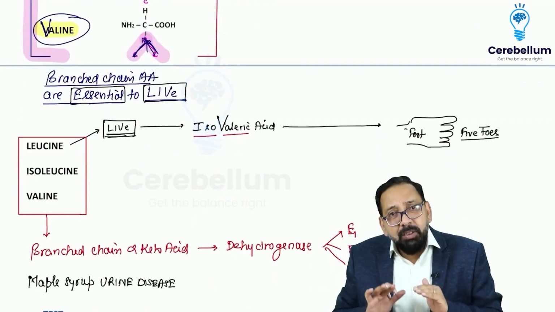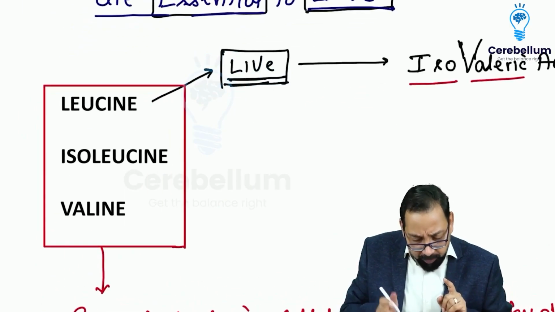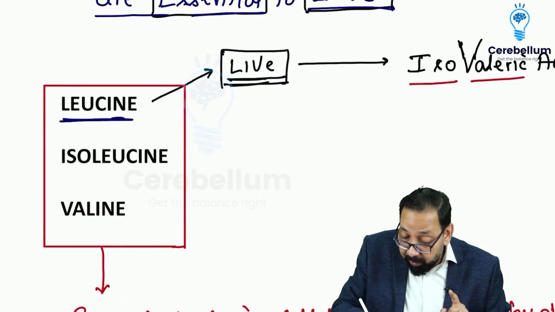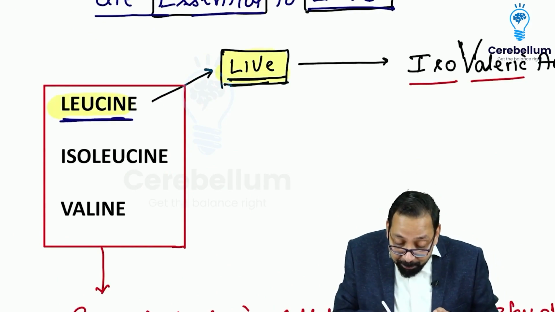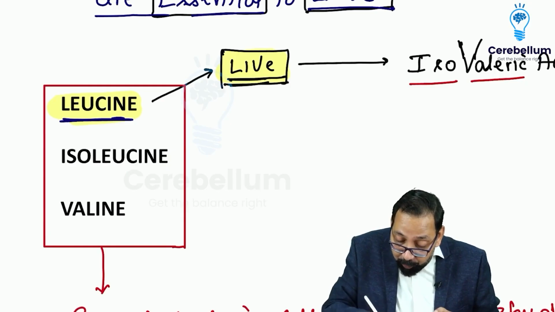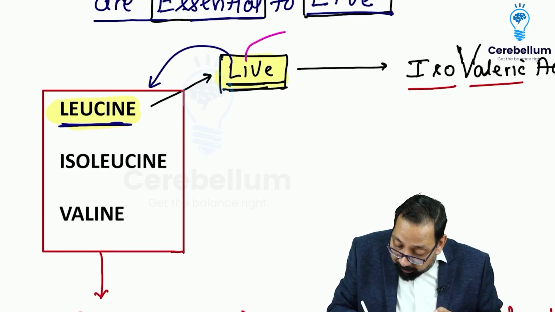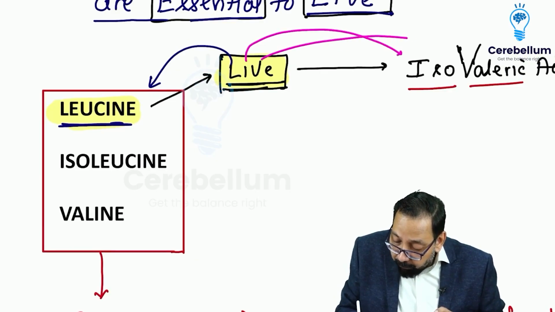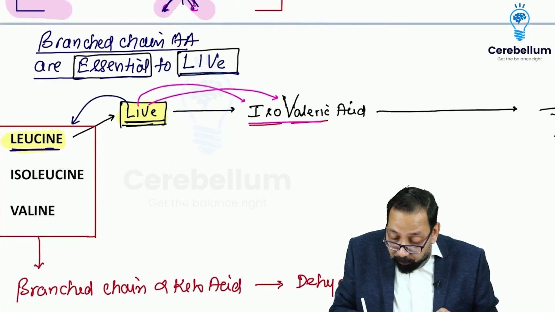Now, branched chain amino acid metabolism. First amino acid is leucine. Again, I will say the same mnemonic, LIVE. Yes, leucine is metabolized. L for leucine. Leucine is metabolized to I for iso, V for valeric acid. So leucine is metabolized to isovaleric acid.